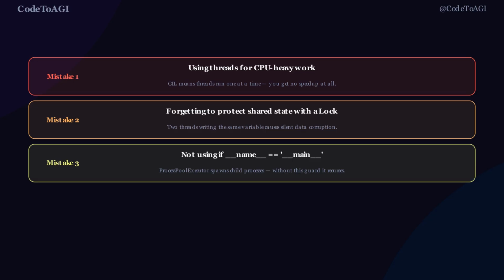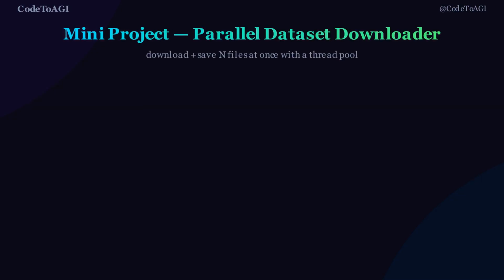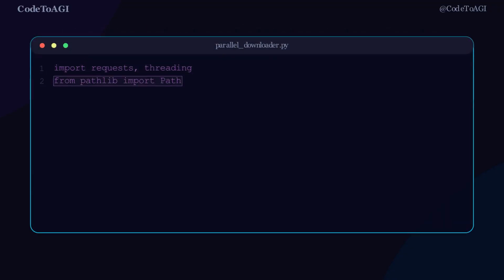Mistake 3, missing the if __name__ == "__main__" guard. ProcessPoolExecutor spawns child processes that import your script. Without the guard, each child spawns more children. It never stops.